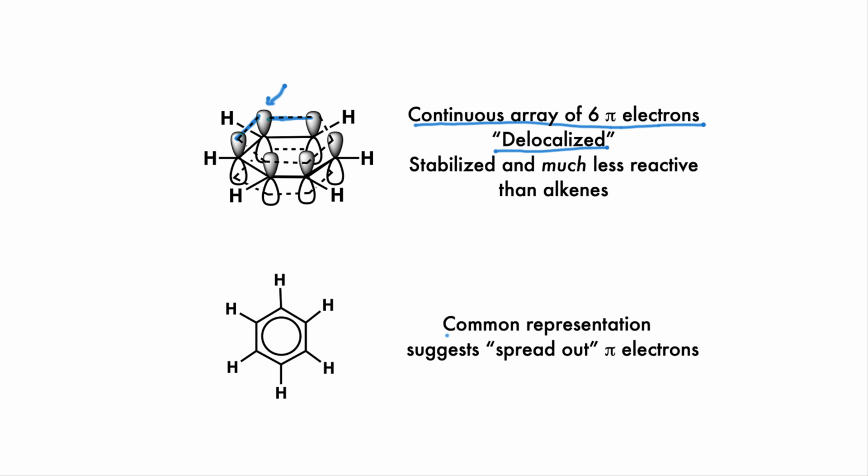The delocalized electrons are suggested by this common representation of benzene, in which we put a circle in the hexagon to show the spread out pi electrons. When you can delocalize electrons, they become more stable and less reactive. The pi electrons of benzene are much less reactive than the pi electrons in the double bond of ethylene. When you see a regular double bond reacting in a molecule, you should assume that a benzene ring in the same molecule will not react at all.